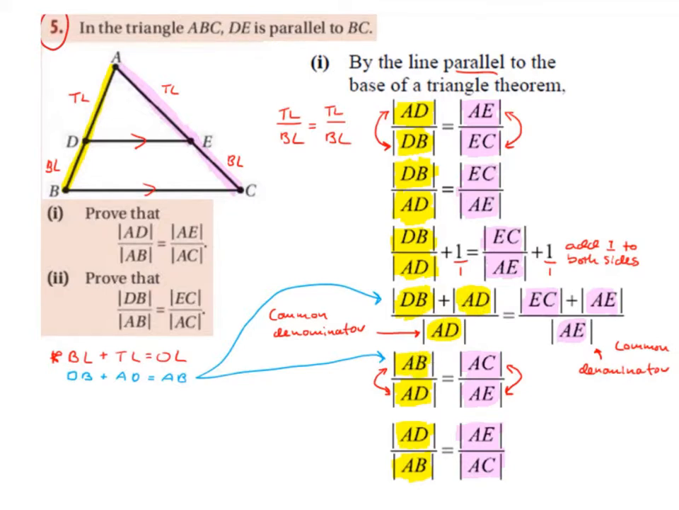It works the same on the other side. EC, the bottom length, plus AE, the top length, gives us the overall length, which is AC. So EC plus AE becomes AC. Now we have AB over AD equals AC over AE, and we're just going to flip them upside down. So AB becomes the denominator and AD the numerator. We do the same on the right hand side, so we get AE over AC.